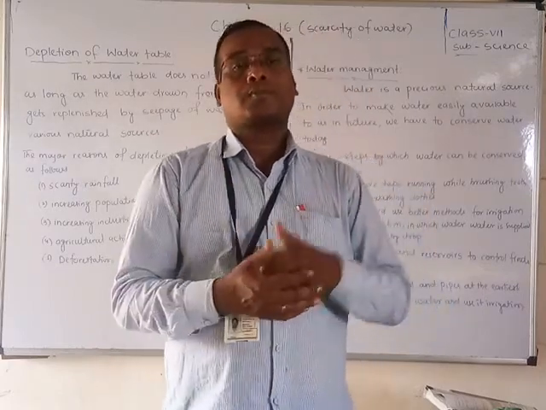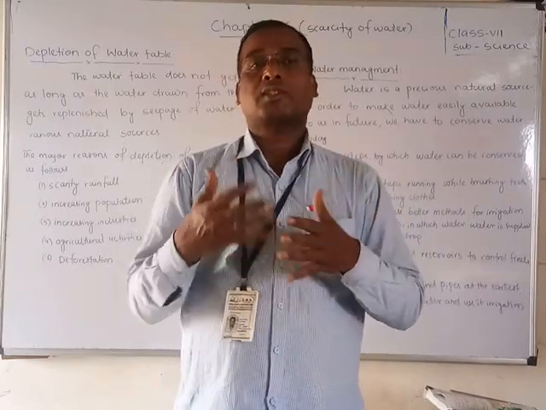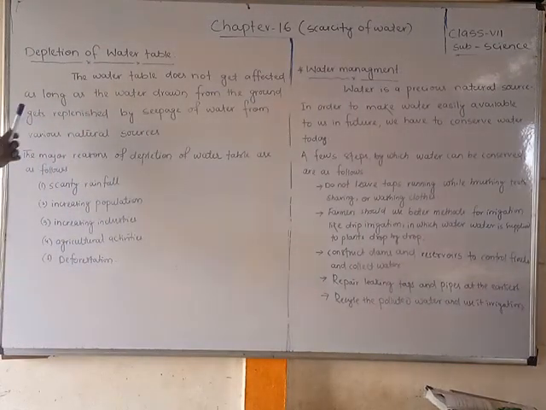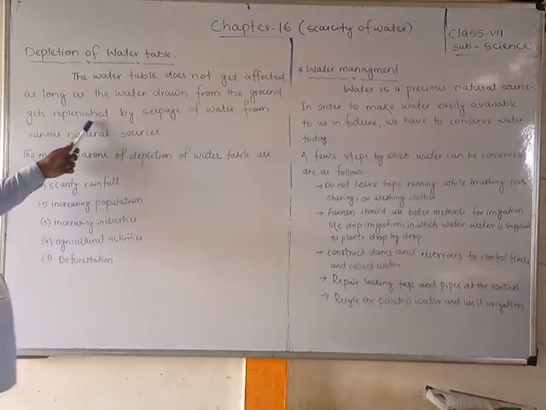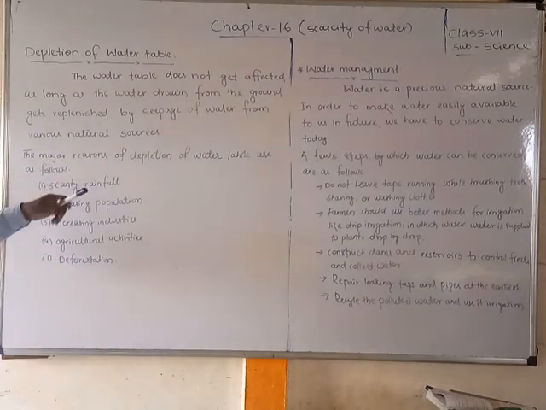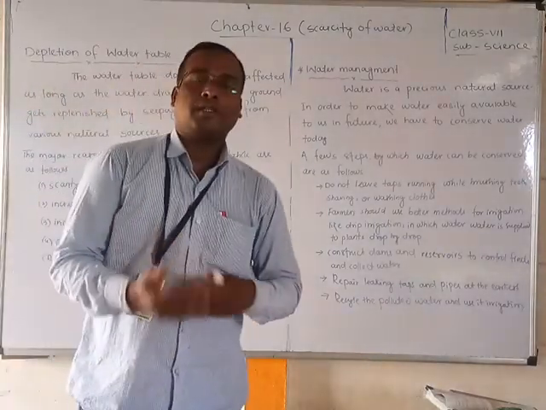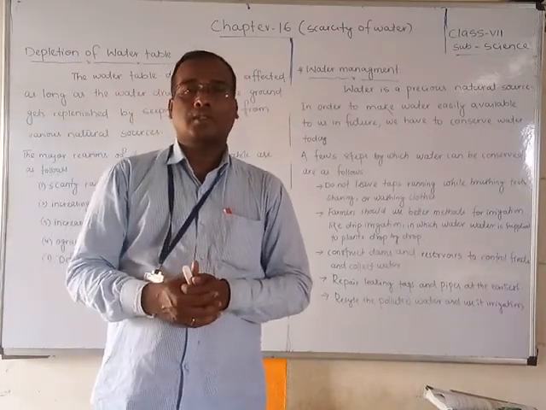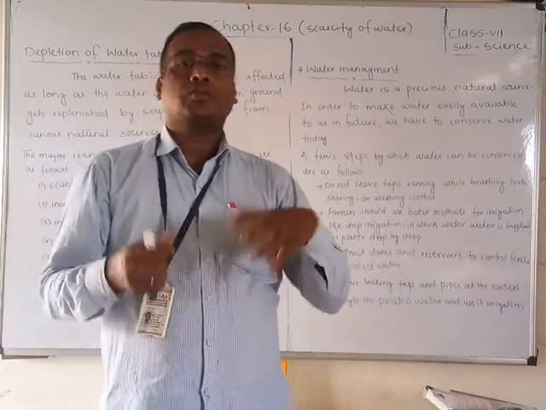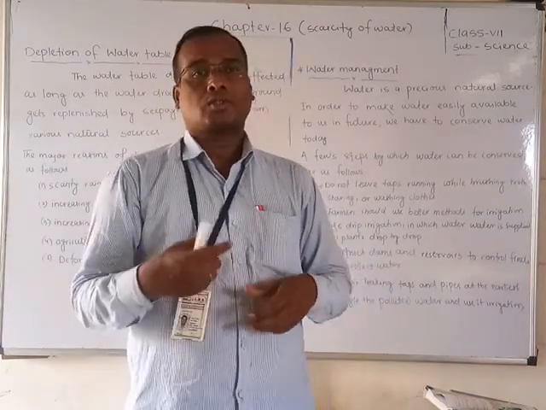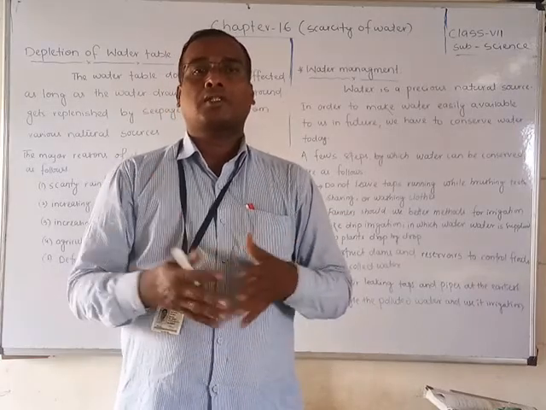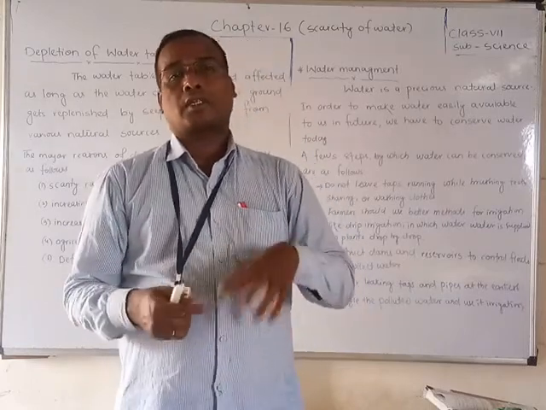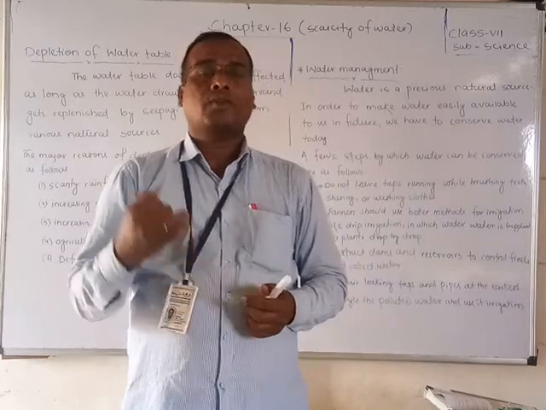First of all, the depletion of the water table. Let us see. The water table does not get affected as long as the water drawn from the ground gets replenished by the seepage of water from the various natural sources. If the water is replenished, if heavy rain is there and water is entering the ground, there is no depletion. That means there is no harm or effect on the groundwater or the level of the water table. But if it is not replenished, it will definitely affect the water table. That means day by day the water table will go down.